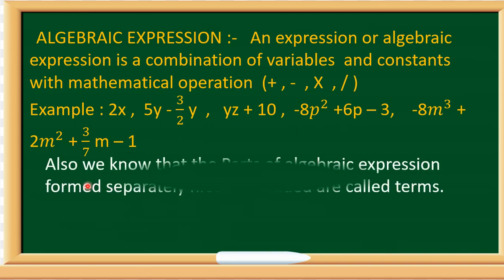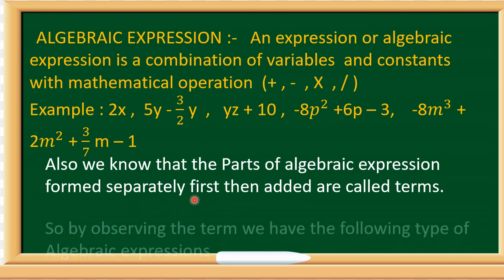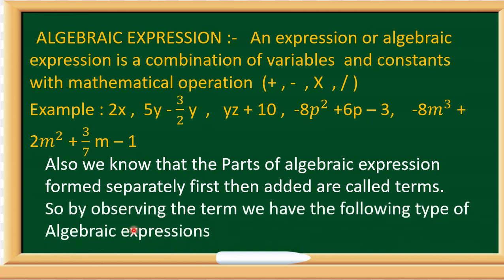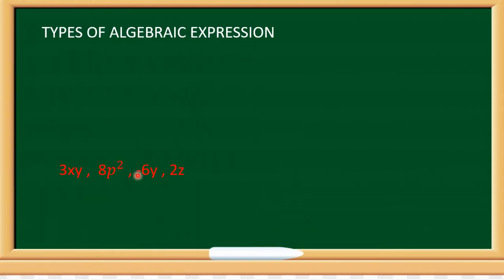Now as we know, the parts of an algebraic expression are formed separately first, then they add, and each separate part is known as a term. So terms are nothing but the product of constant and variable, so the sign between them is multiplication. These separate parts are known as terms, and by observing the terms we can understand the types of algebraic expression. So let's understand this concept.